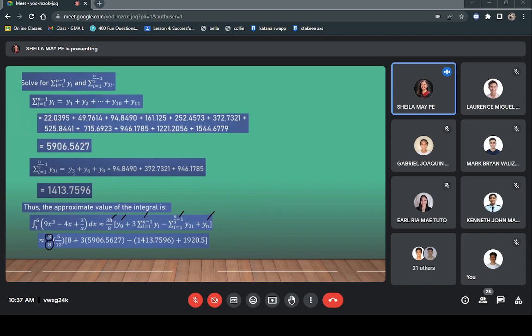3 over 8, okay, or 3 times 5 over 12, times the quantity, inside of it, y sub 0 plus 3 times the summation of in between bases, which is this one, minus the summation of our multiples of 3, which is this one, plus y sub n, or our right outermost base, which is 1920.5. And eventually, you can get a sum of 2849.1295.